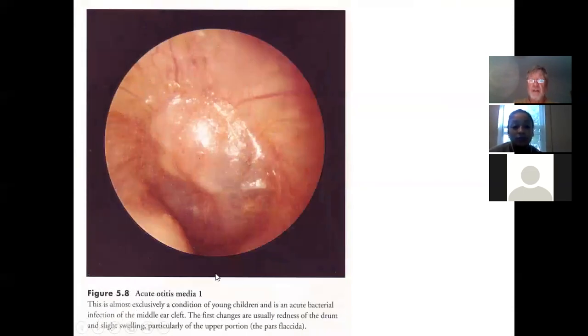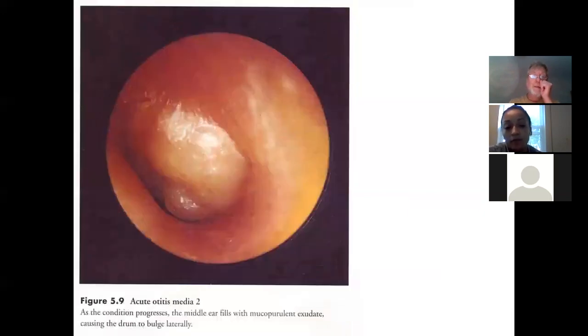Now look at the name. Otitis, ear infection or ear inflammation, media, middle ear infection that we will be covering next week. Look at what it's doing to the eardrum. All the pus behind the eardrum is blowing it outward. And that is what's called an earache. That hurts. Here's another type of otitis media, ear inflammation, middle. As the condition progresses, the middle ear fills with pus, causing the drum to bulge laterally.